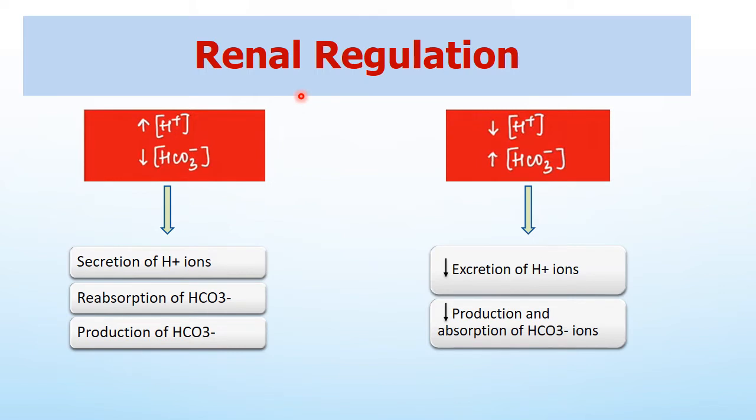The third line of defense in our body is the renal regulation. In renal regulation in acidosis, when there is increased hydrogen ion or decreased bicarbonate in the body, there is secretion of hydrogen ions by the kidneys, or reabsorption of bicarbonate ion, or production of bicarbonate ion to maintain the pH. And when there is alkalosis, when there is loss of hydrogen ion in the body or increased bicarbonate ion, there is decreased excretion of hydrogen ions and decreased production and absorption of bicarbonate ions to maintain the pH.